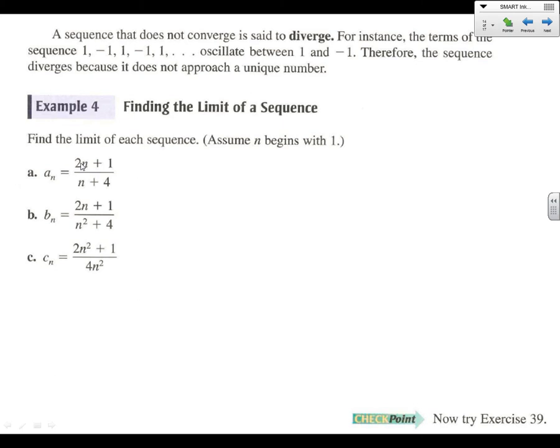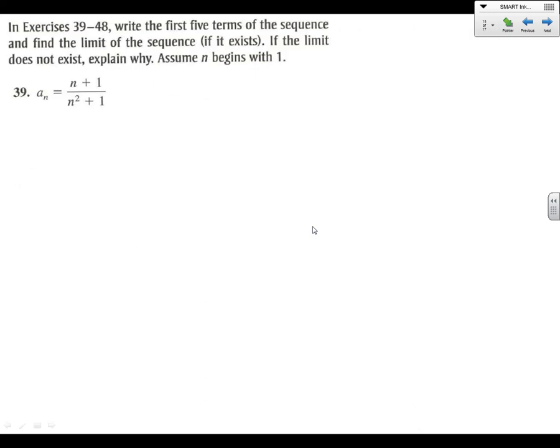So right here, the answer for A is going to be 2 over 1, or 2, since they match up. Here, we're going to say the denominator wins, so our answer is 0. And in this case, we're matching again. 2 over 4 is 1/2. All right. So, quickly, see if you can do 39.